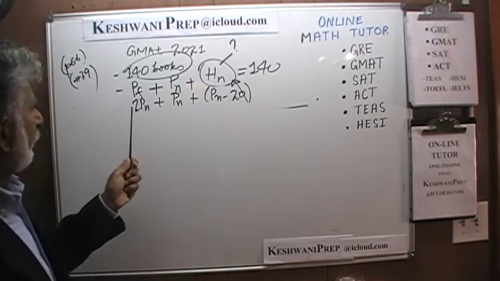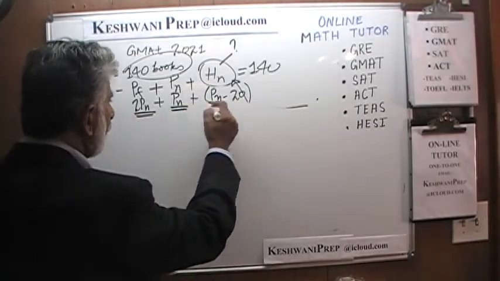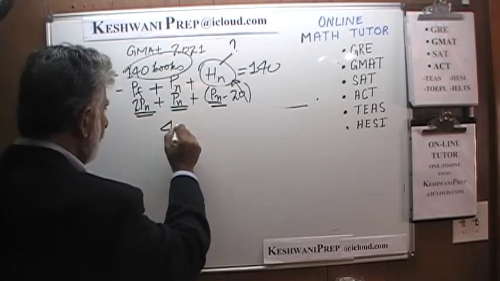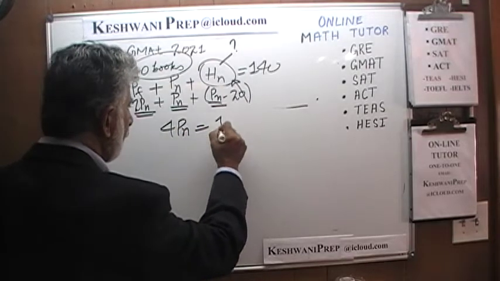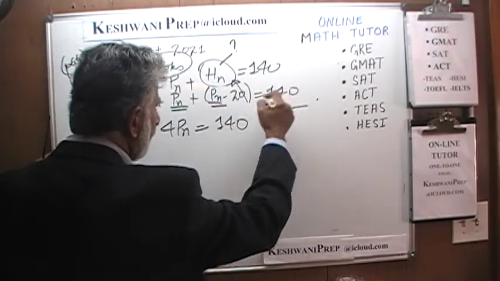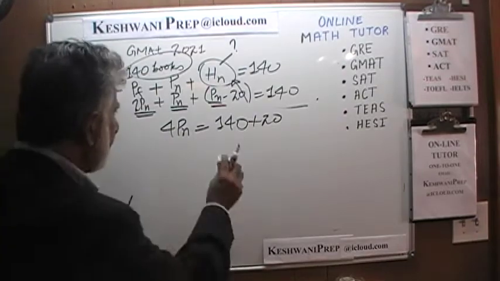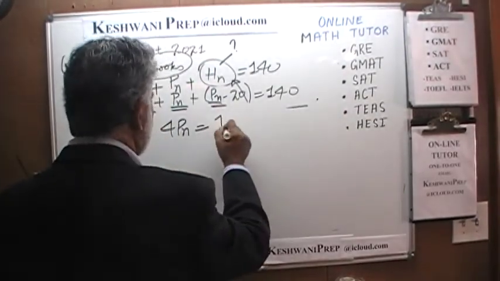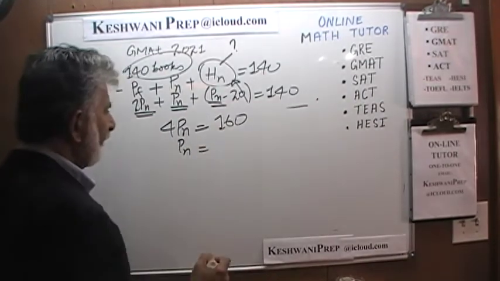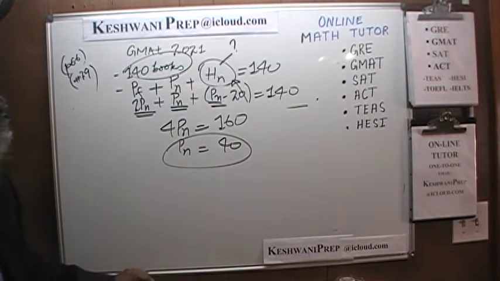There we go. This is where you have to pay attention. I almost messed it up. 2, 3, 4. 2 times paperback nonfiction. 2, 3, 4. 4 times paperback nonfiction is equal to 140. And when you bring this negative 20 to the other side, it becomes positive 20. I'm just going to write that as 160. There you go. 160 divided by 4. Half of 160 is 80, so it's 40. There you go. Paperback nonfiction is 40.